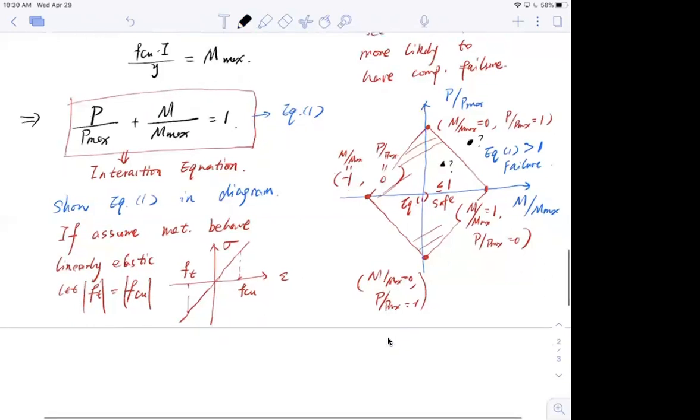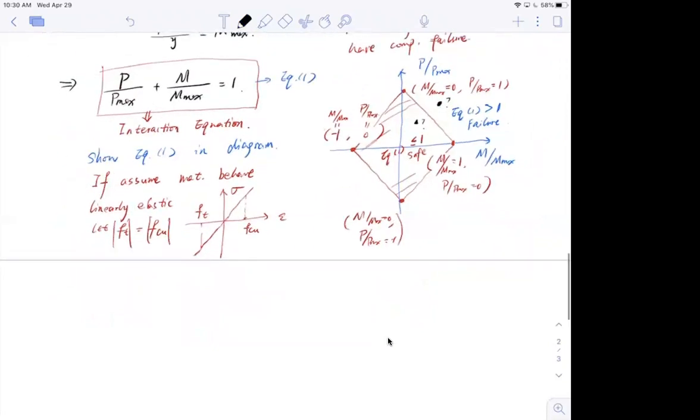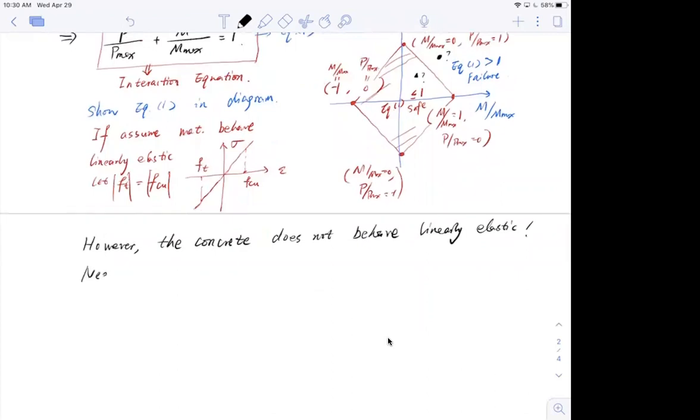Okay, but this is so nice, right? However, in reality, concrete does not behave linearly elastic. So we need to redraw the interaction diagram.